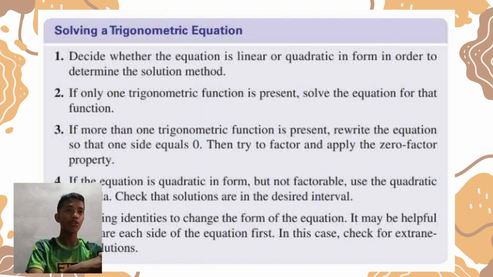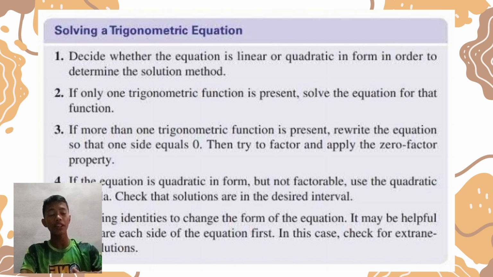In solving a trigonometric equation, the first thing we need to do is decide whether the equation is linear or quadratic in form in order to determine the solution method. So first we identify whether the equation is linear or quadratic in form, so that we have a basis on which solution method to use. Number two: if only one trigonometric function is present, solve the equation for that function. So we have to solve it.